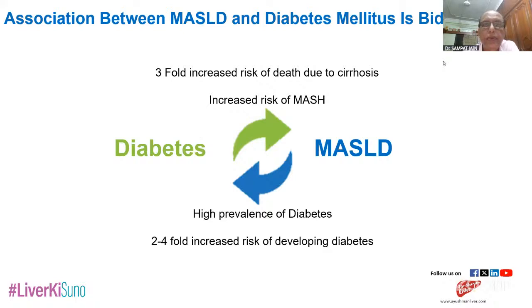So association between MASLD and diabetes is bidirectional. On one hand, that is a diabetes, another hand, MASLD. Threefold increased risk of death due to cirrhosis, increased risk of MASH in case of diabetes, and if you have a MASLD, there is a high prevalence of diabetes, 2 to 4-fold increase of developing diabetes in cases of MASLD.